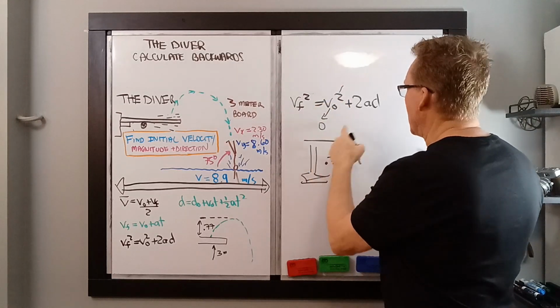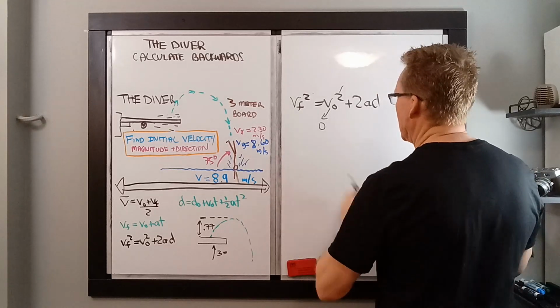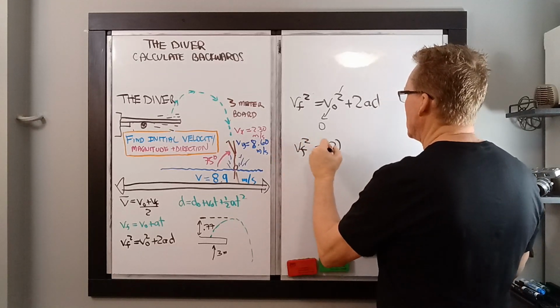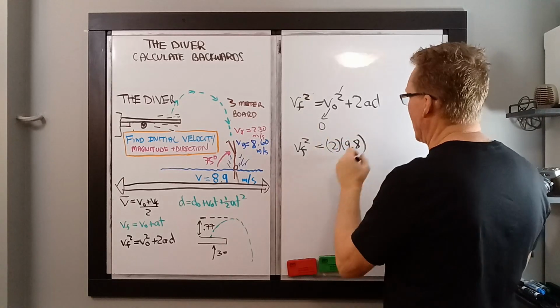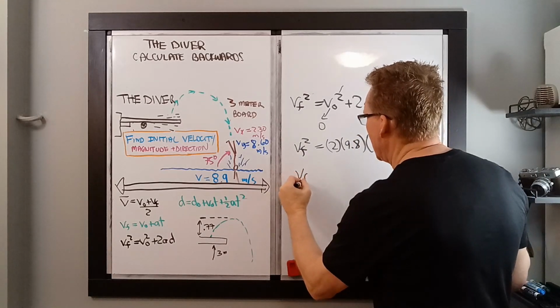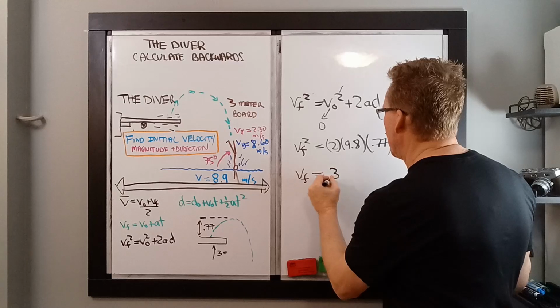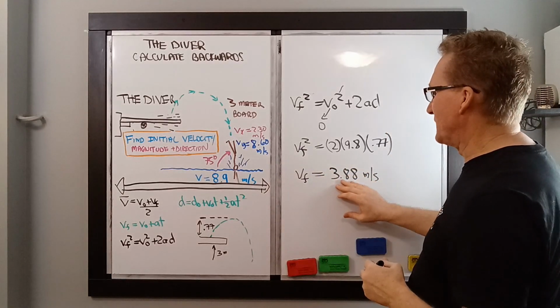This is going to be 0, and we'll just have this term. So we can use this over here to calculate that. We can have VF squared is equal to 2 times 9.8, acceleration of gravity again. Everything's going down in the same direction, and d is 0.77. After taking the square root and doing all this, I'm going to get 3.88. Again, that's meters per second, and we're keeping 3 significant figures.